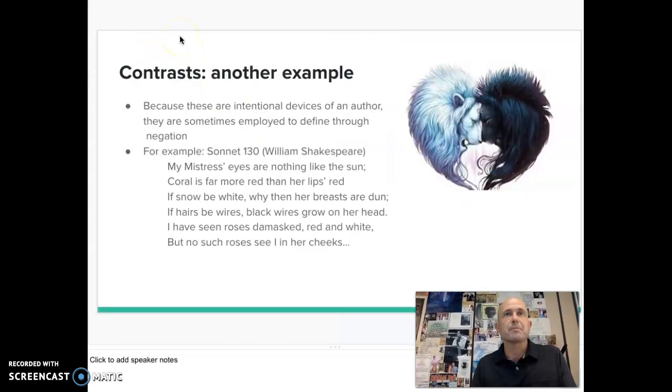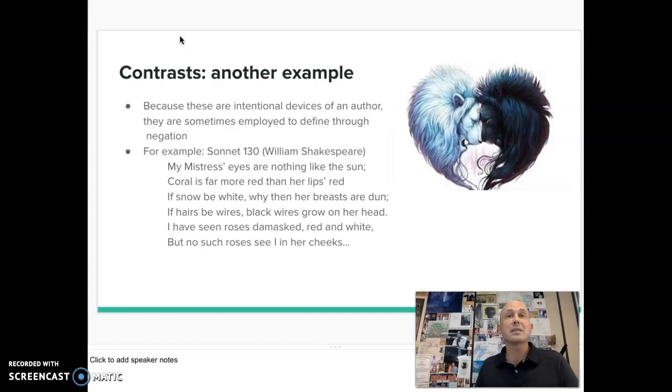So another example. Okay, so again, because they're intentionally employed by the author, sometimes they define things through negation. So what I mean by that is they compare and describe things based on what they aren't rather than based on what they are. So notice the emblem, the heart shape with the contrast here. But this is from a famous sonnet by Shakespeare that we might still look at later this year.